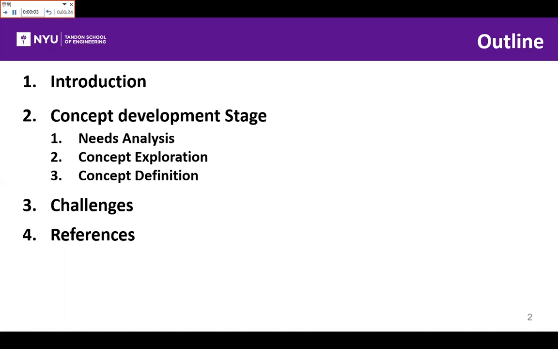Here is the outline of my presentation. First, I will briefly introduce the topic of my project and why I chose this topic. Second, I will analyze the case using the methods in the first stage of the system life cycle model, concept development, which include needs analysis, concept exploration, and concept definition. Next are the challenges we faced in the 5G system. And the last part is the references.